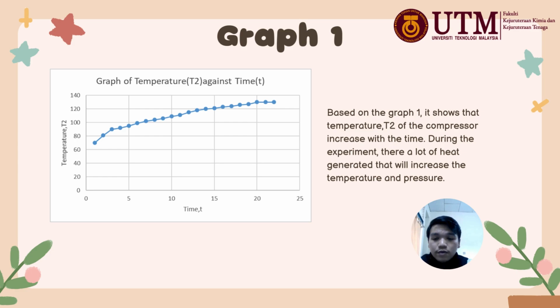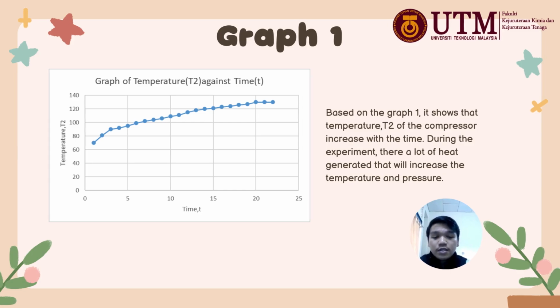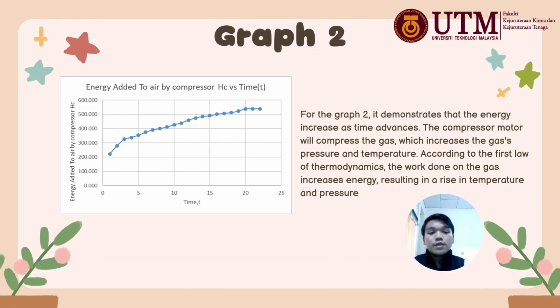Based on graph 1, it shows that the temperature T2 of the compressor increased with time. During the experiment, a lot of heat is generated, which will increase the temperature and pressure. Now, for graph 2, it demonstrates that the energy increased as time advances. The compressor motor will compress the gas, which increases the gas pressure and temperature.